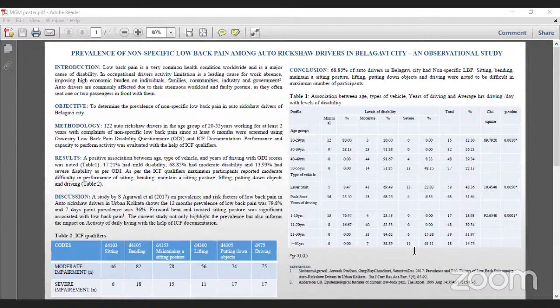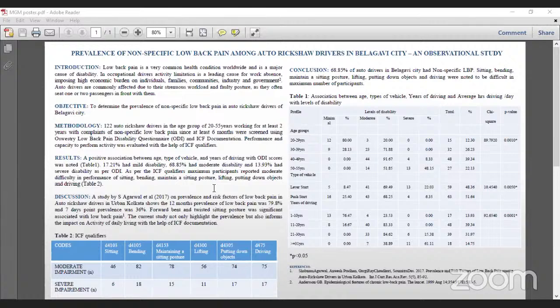Result: positive association between age, type of vehicle, and years of driving with Oswestry Low Back Pain Disability score was noted. As in Table 1, association between age, type of vehicle, and years of driving, we can see as the age increases, the disability also increases. In type of vehicle, it is seen that in lever start vehicles there is more disability than in push start vehicles. And as the years of driving increase, the disability also increases.